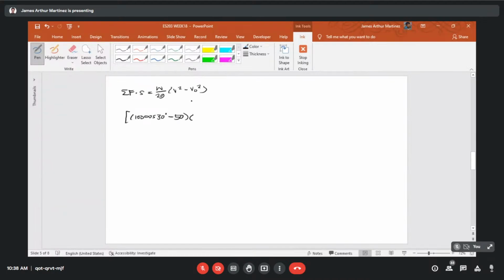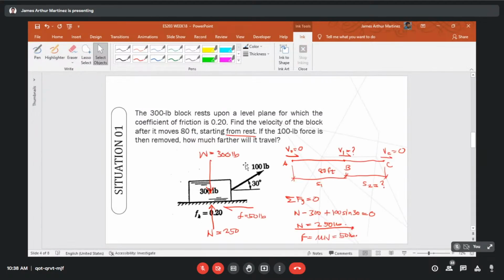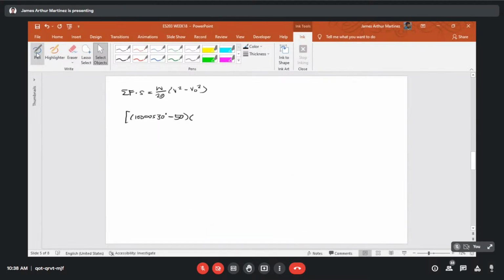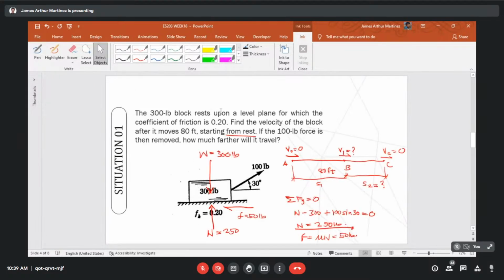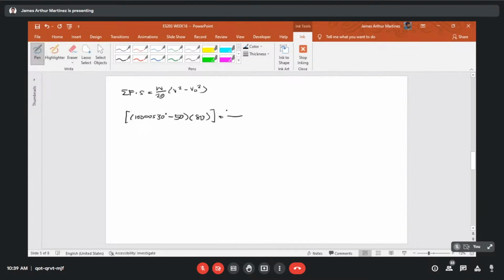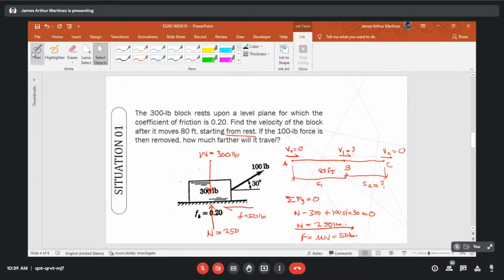So the displacement of the block from point A to point B is 80 feet. So this 80 is equal now to the weight of the object, which is 300 pounds, divided by 2 times the gravity, 32.2, times velocity. So we are analyzing from point A to point B.